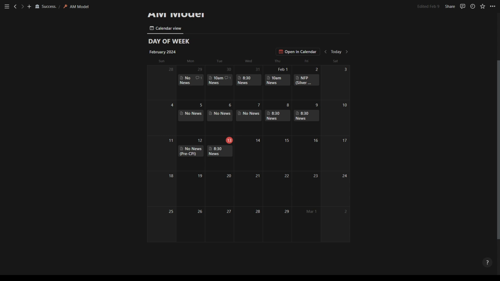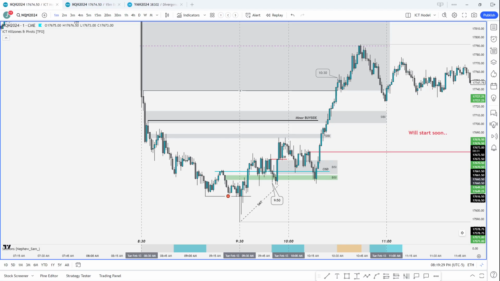So I'll bring it back over to TradingView. Take questions if you have any. Let me switch this over to... should be able to see.